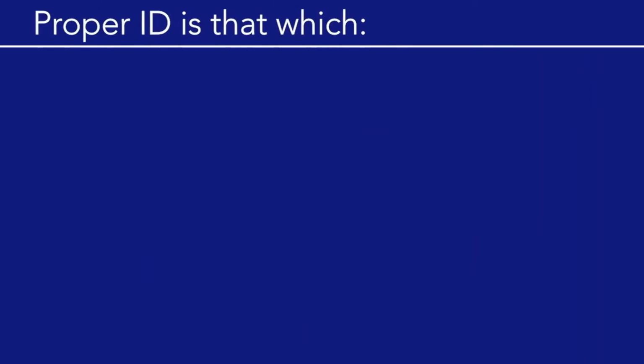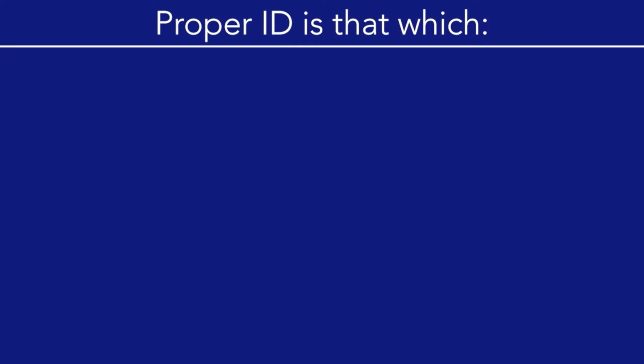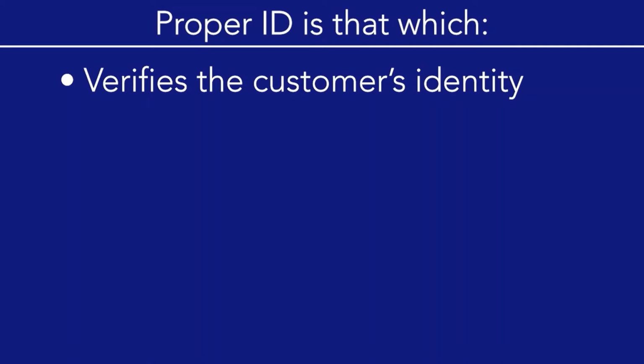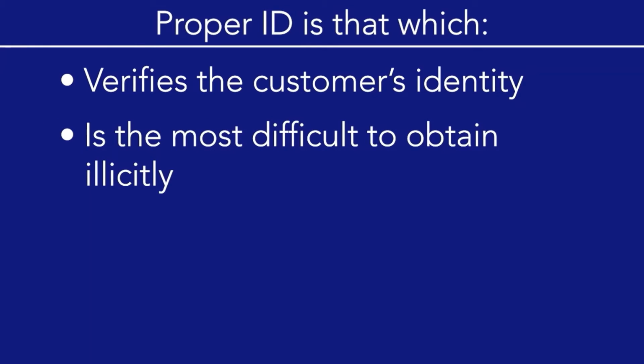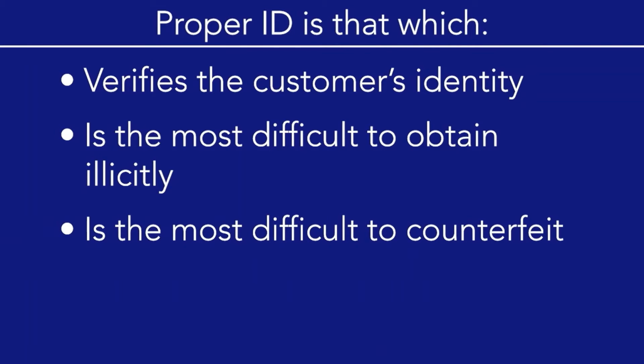When confirming the identity of a customer under your CIP procedures, you should receive proper identification before you open an account. Proper identification is that which verifies the identity of the customer, is the most difficult to obtain illicitly, and is the most difficult to counterfeit.